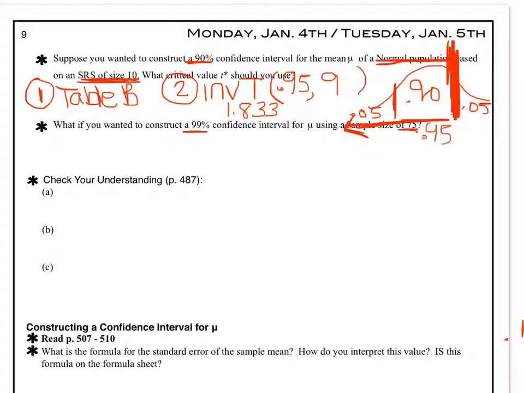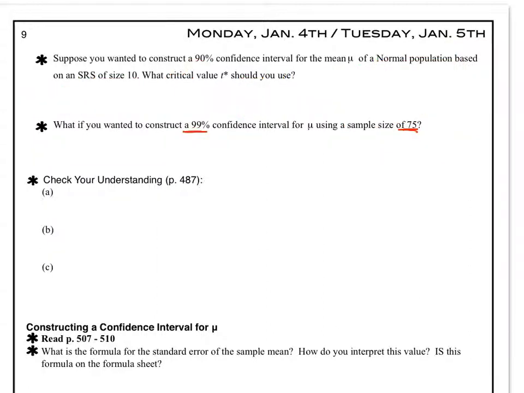So if we look at this example, this time we want a 99% confidence interval, and we want a sample size of 75. So one, I could use table B, or two, I could use the calculator. Okay, a note about table B. If you look at table B, it doesn't have a row for 75. What it has is a row for 60 and a row for 80. Well, we can't assume that we have a sample size larger than what we really have, so we have to go one back and use the one for 60.